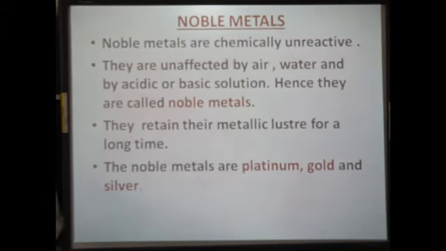Then comes noble metals. So which are the noble metals? What is a noble metal actually? Noble metals are chemically non-reactive. Those metals which are chemically non-reactive are called noble metals. They are unaffected by air, water and by acidic or basic solution. Hence they are called noble metals. So why are noble metals so called? Noble metals are so called because they are unaffected by air, water and by acidic or basic solution. They retain their metallic luster for a long time.